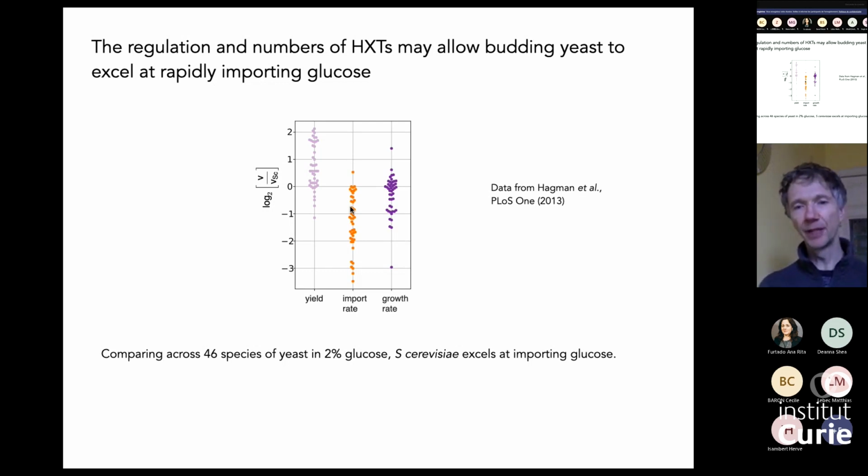But by having this very fast import, what we think they're doing is simply taking glucose away from other competing cells. So one way to win is simply to grab all the glucose, and even if you don't use it very well yourself, it stops competitors from using it. And so we think one reason why you might have so many HXTs is really to try and win this competitive battle for consuming glucose quicker than anyone else.